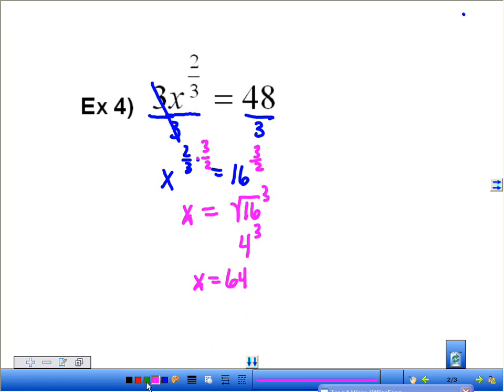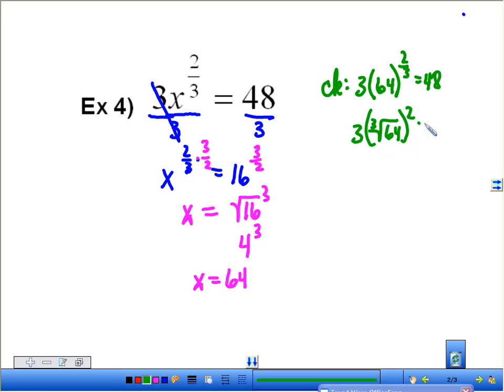Now remember, I always want to check it back in the original just to make sure that I've done it right. So I have 3 times 64 to the power of 2/3 is equal to 48. I can rewrite this as a radical, the cube root of 64 to the power of 2. The cube root of 64 is 4, to the power of 2 is 16. 3 times 16 is 48. So my answer is right.